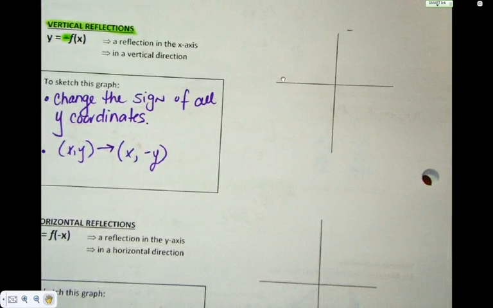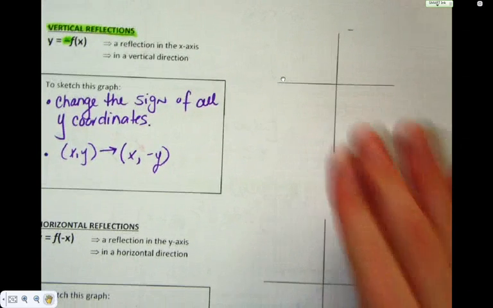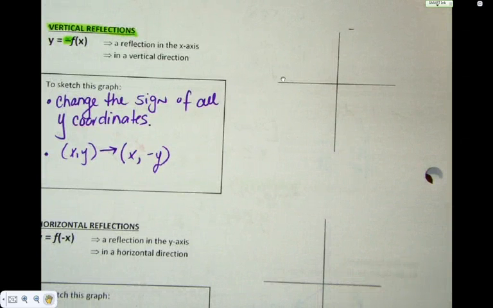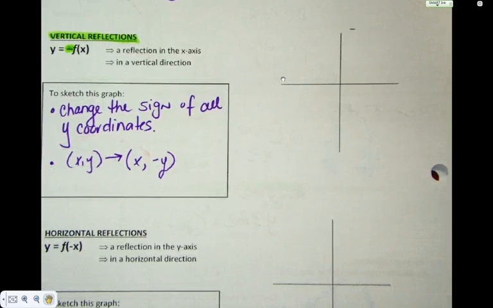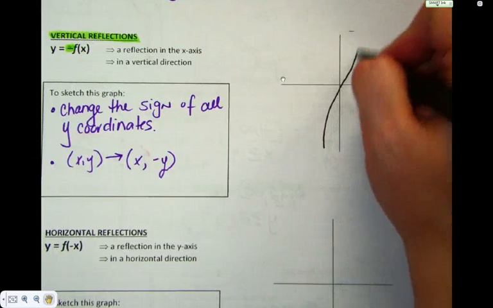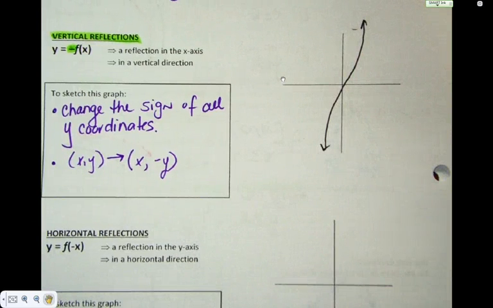Okay, so let's start with a cubic as an example. So draw me the base graph of a cubic. Doesn't need to be exact, just give me the general shape. What does the general shape of a cubic look like? Okay, so it should look something like that.